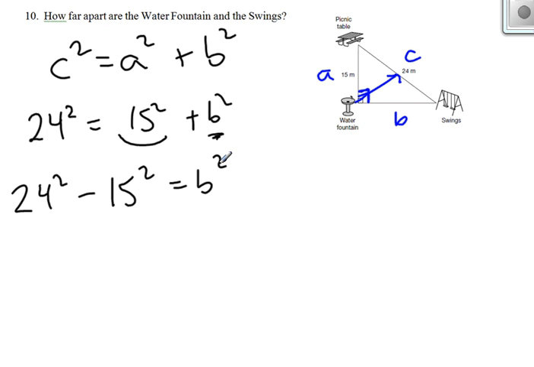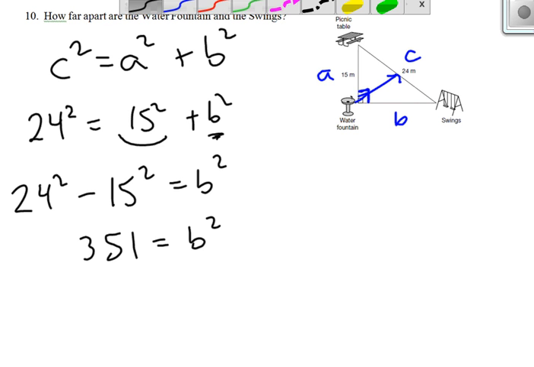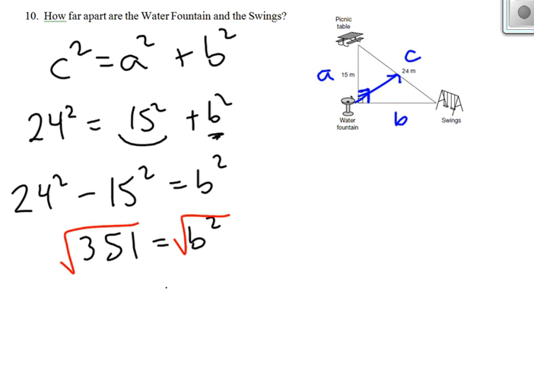And that way, most of you can do this at once in your calculator: 24 squared minus 15 squared. This is one of the reasons why you need to have a scientific calculator in high school. So b squared is 351. So to find b, you take the square root of both sides. So in your calculator, what's the square root of 351?